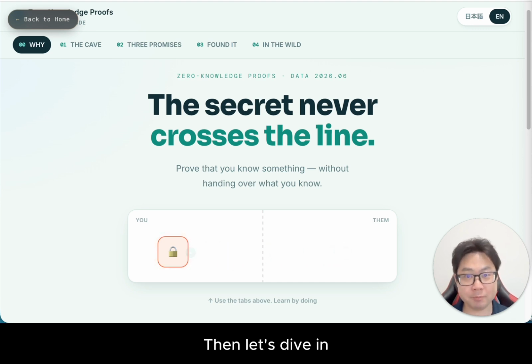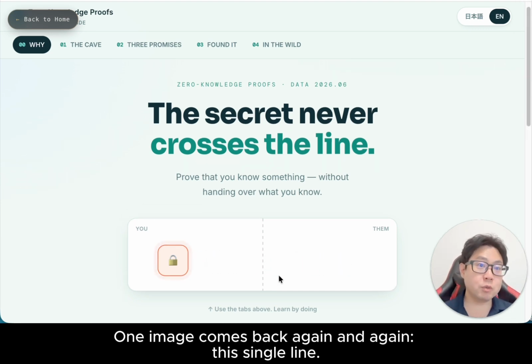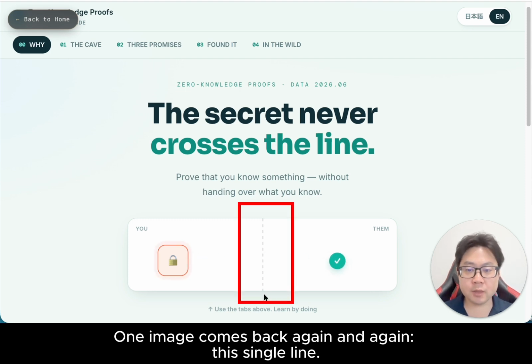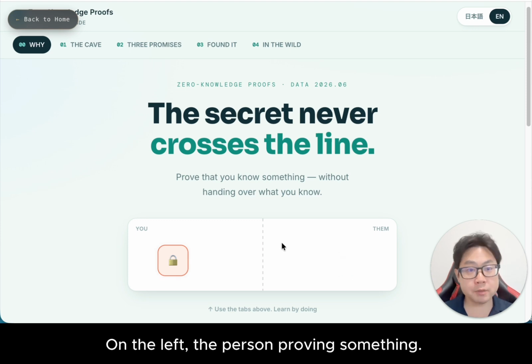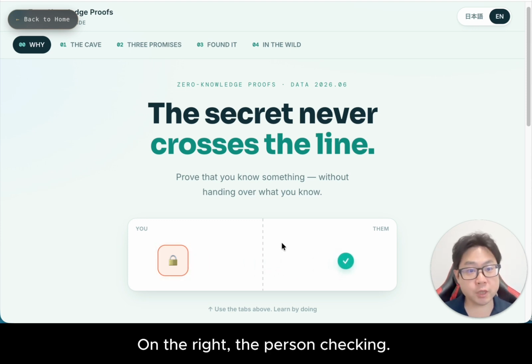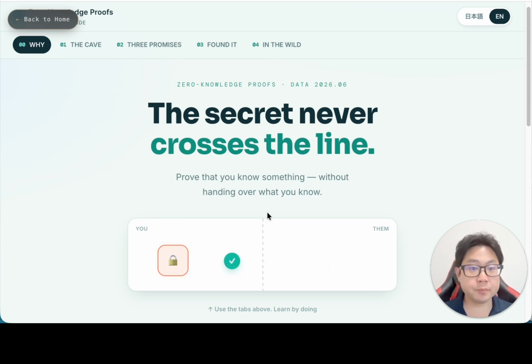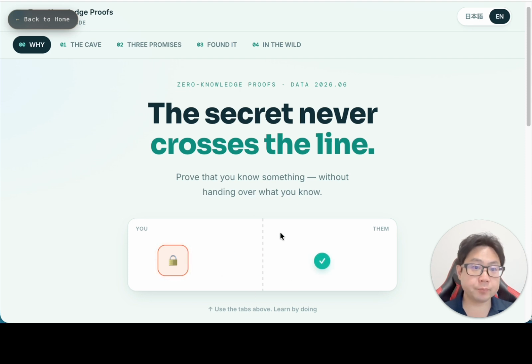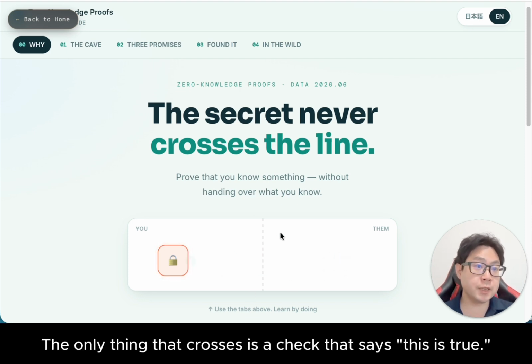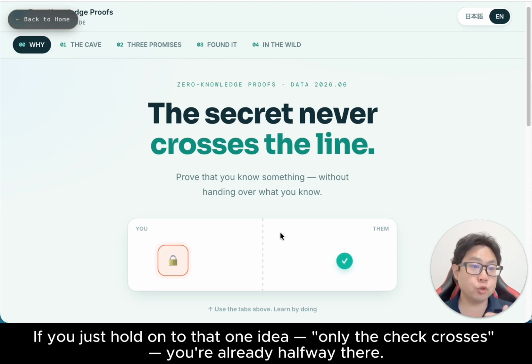Then, let's dive in. One image comes back again and again, this single line. On the left, the person proving something, and on the right, the person checking, a line between them. This rule is simple. The secret, the orange key, never crosses this line. The only thing that crosses is a check that says this is true. If you just hold on to that one idea, only the check crosses, you are already halfway there.